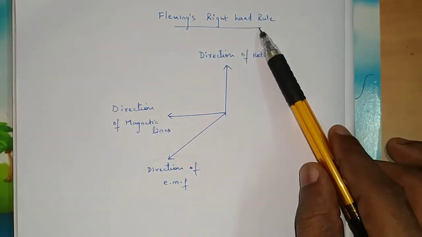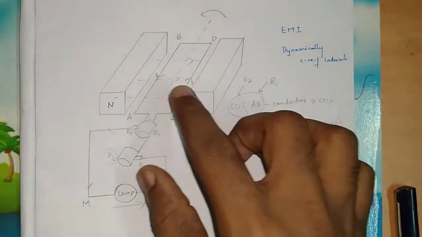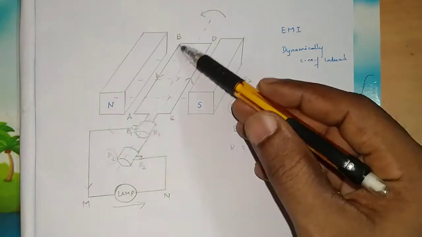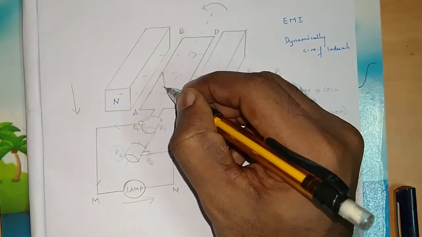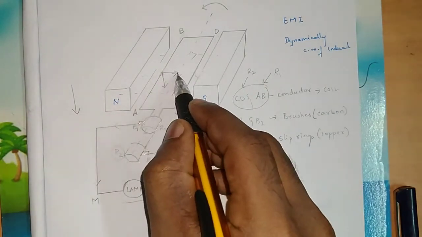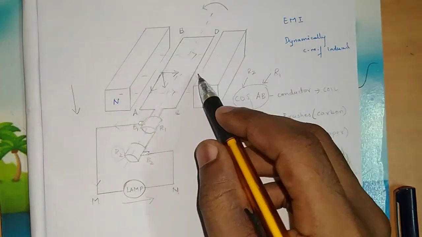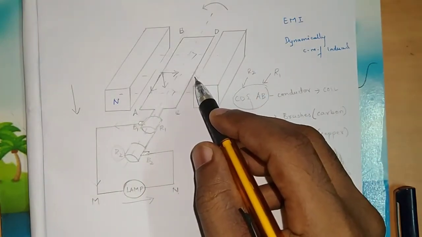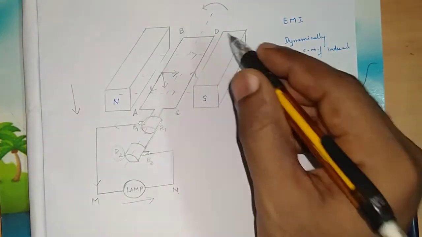I am going to apply Fleming's right hand rule in this diagram. So when I apply Fleming's right hand rule on the conductor AB, the direction of rotation is in downward direction and magnetic lines of force is from north to south. So therefore the direction of induced EMF will be in this way. In the same way, apply Fleming's right hand rule for the conductor C and D. You will get the direction of induced EMF from C to D.